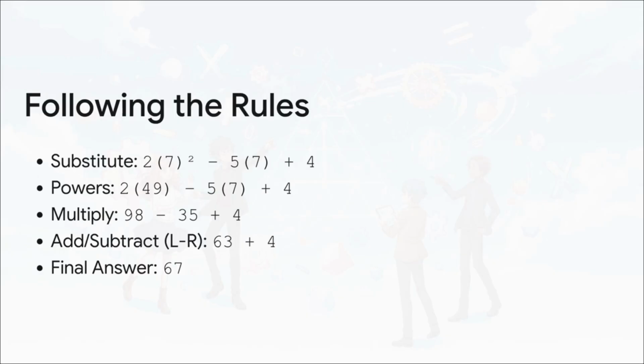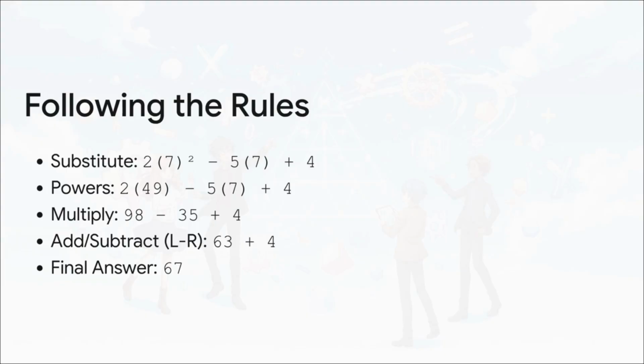Look at our rulebook. Powers come before multiplication. That's a big one. So we have to deal with that 7 squared first. 7 times 7 is 49. Okay, now we can do the multiplication. 2 times 49 is 98, and 5 times 7 is 35. So our expression simplifies to 98 minus 35 plus 4.